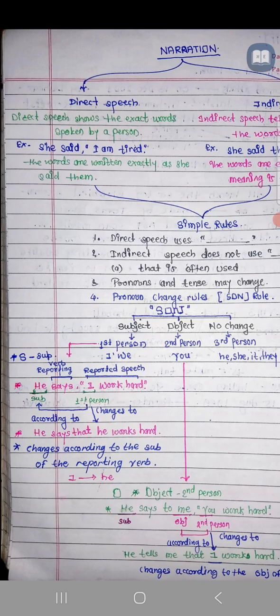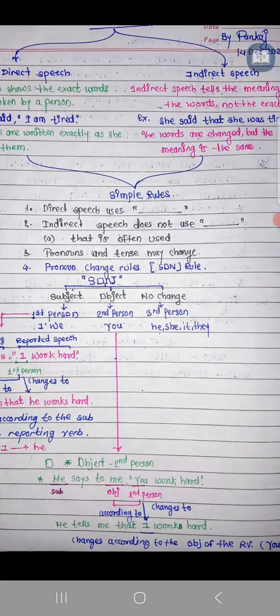Next, object. Object is called second person. Second person, you. Example, he says to me, "You work hard." So here he is the subject, me is the object, and you is second person. See the example of indirect speech: he tells me that I work hard. So here the second person changes according to the object.